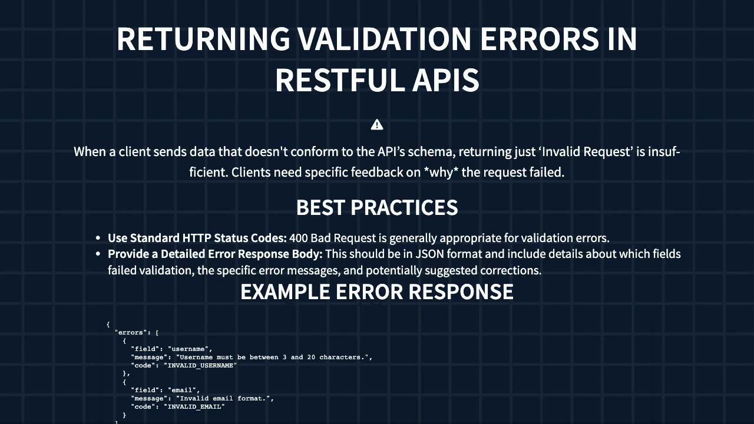Instead, provide clear and specific feedback. The standard HTTP 400 bad request status code is your friend here. But the real key is in crafting a detailed error response body, usually in JSON format. This should tell the client exactly which fields were problematic, what the specific errors are, and maybe even suggest how to fix them. For example, if they entered an invalid username, you'd let them know it needs to be between 3 and 20 characters. Consistent error codes make it easier for clients to build robust handling logic.